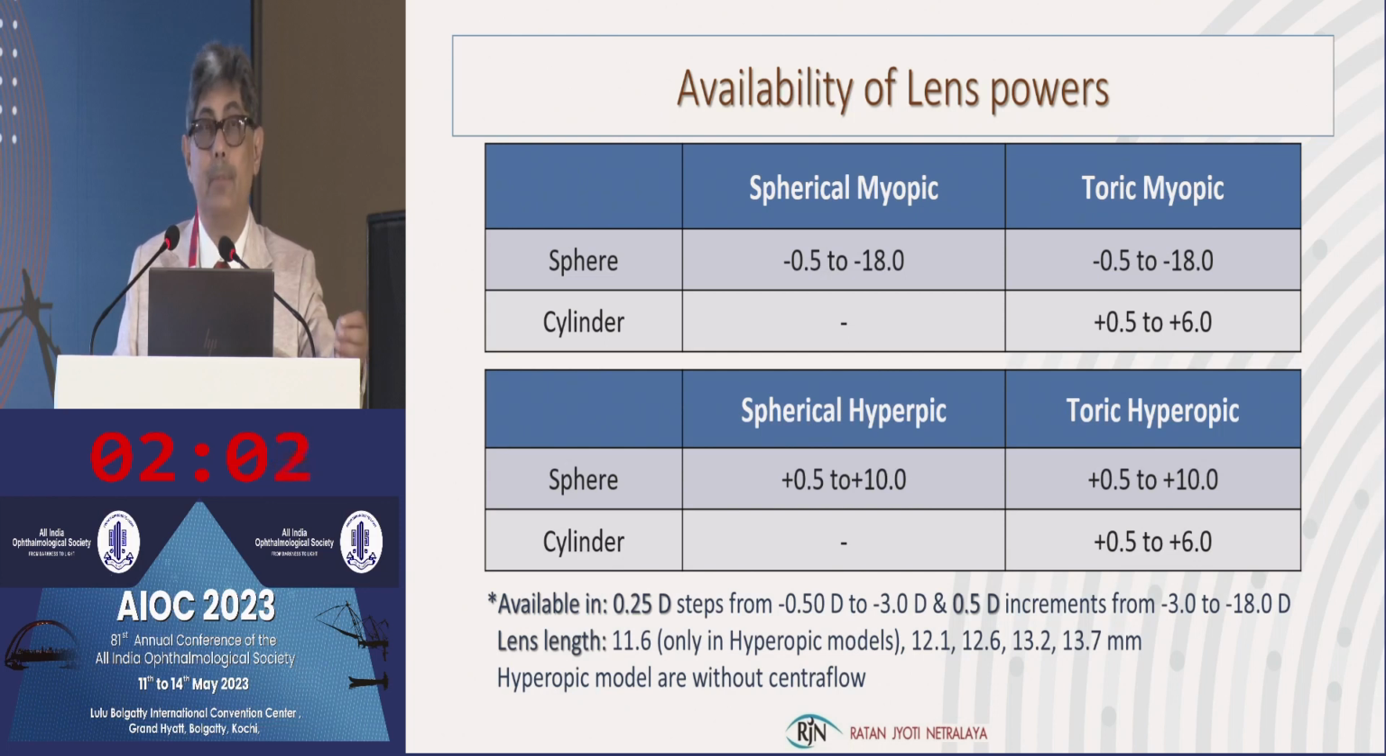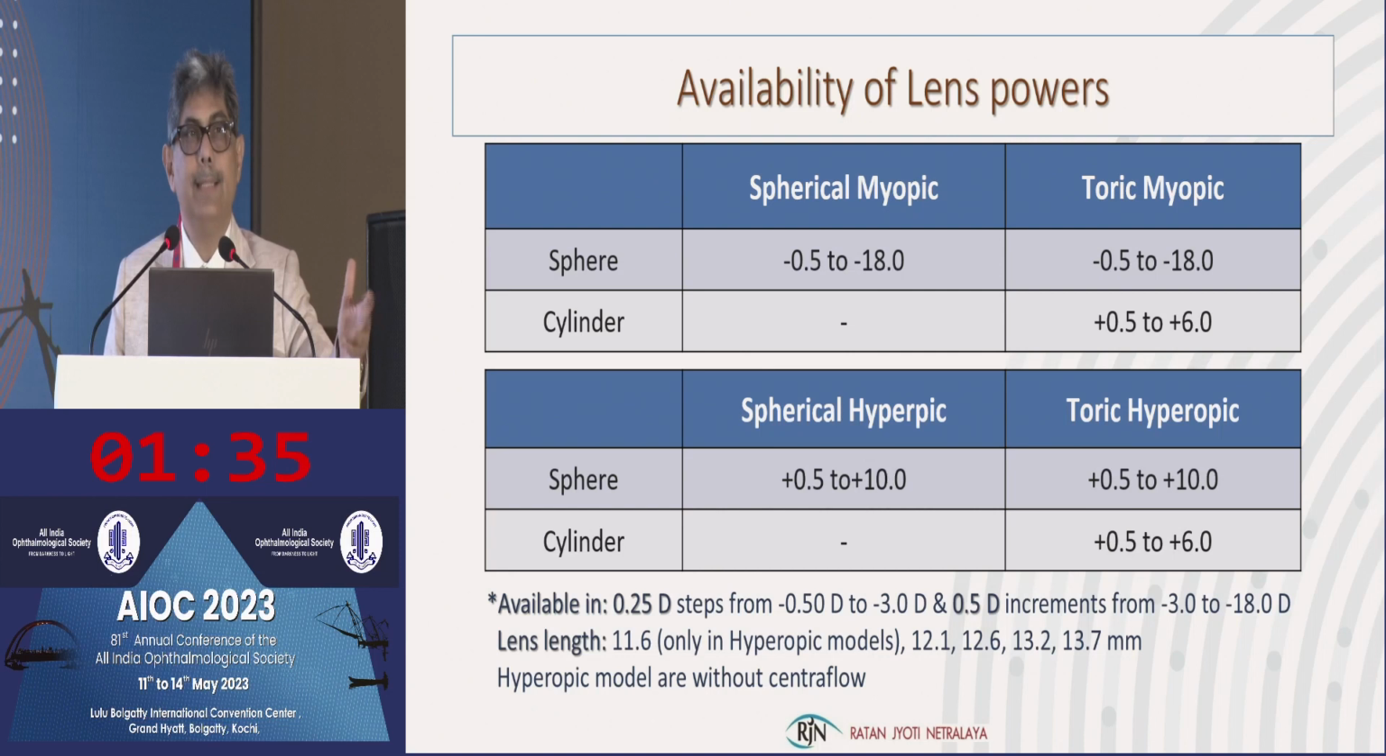Toric lens comes with the addition of up to 6 diopters cylindrical power correction. And in hyperopes, we can correct up to 10 diopters, and again we can correct up to 6 diopters of astigmatism. It is available in 0.25 diopter steps from 0.50 to -3 diopters, and beyond that it is available in 0.5 diopter increments.